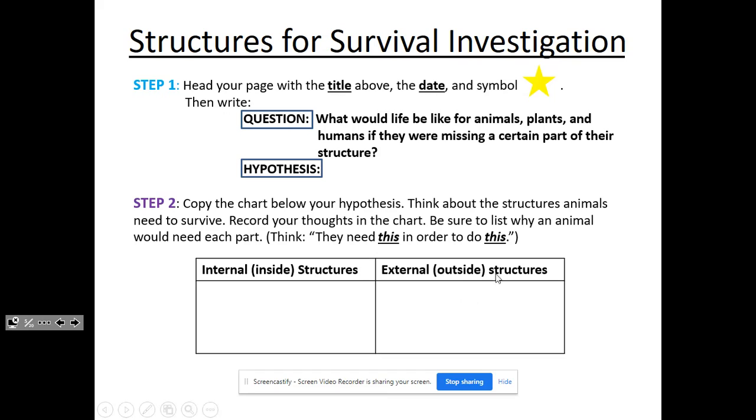Then think about some outside structures that help certain plants and animals survive. Okay, I'll give you a hint. A polar bear. Think about a polar bear. What about its white fur helps it to survive? Think about a crab. What about its outside structure helps it to survive? Or an armadillo. So stop the video if necessary to get your thoughts down.